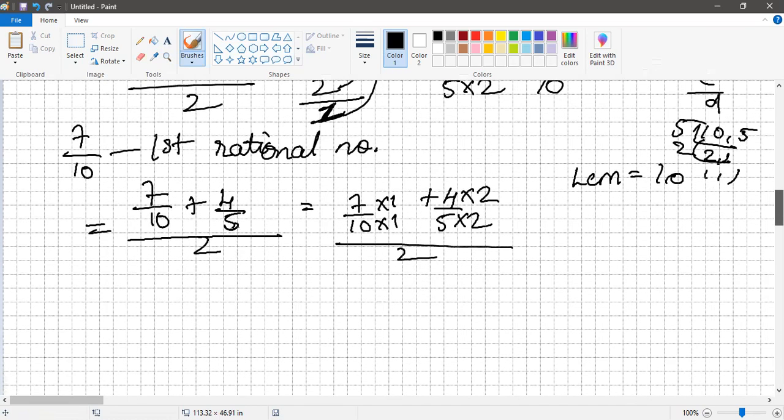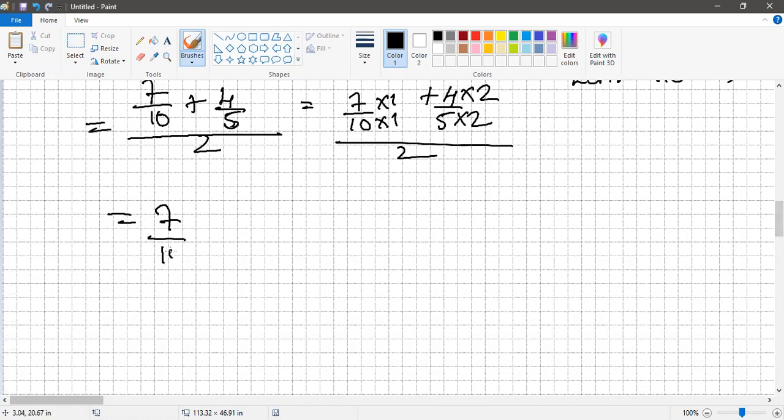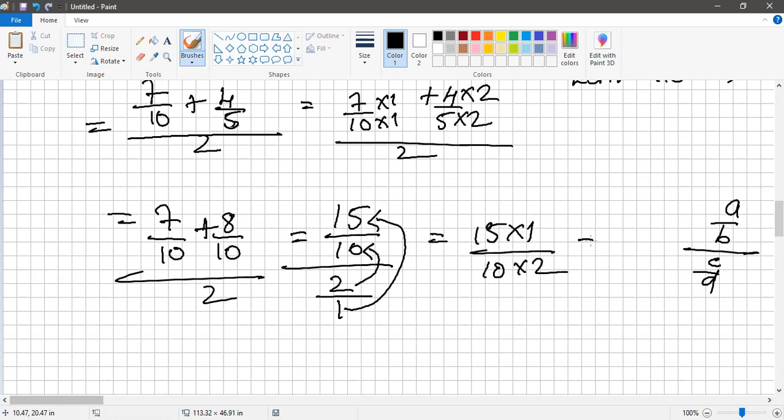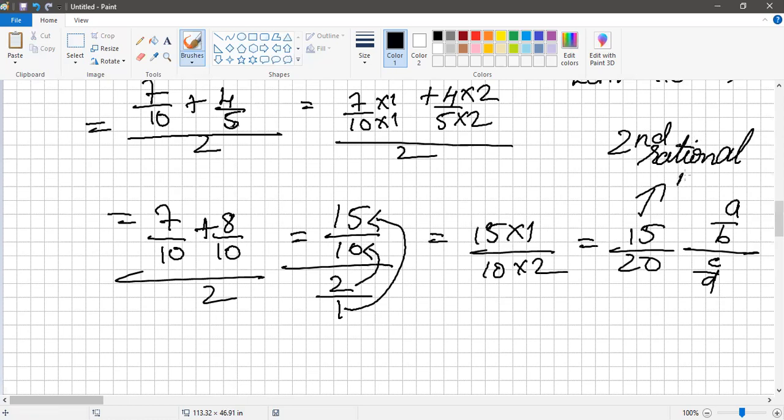So the next step is 7 by 10 plus 8 by 10, by 2. This is nothing but 7 plus 8 is 15 by 10, the whole by 2 by 1. So that means a by b divided by c by d, this is multiplied with this. So 15 into 1 by 10 into 2, 15 by 20. So this is the second rational number. We have to find out 5, remember, okay?